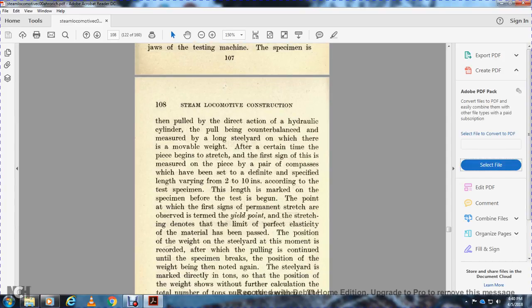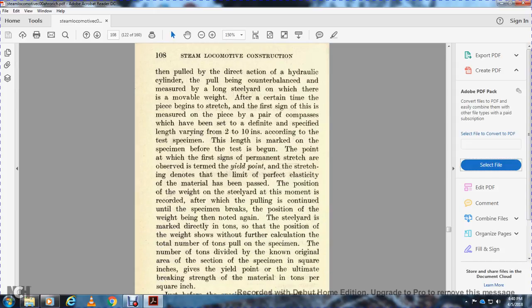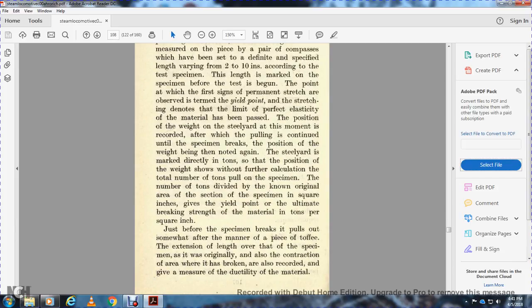The steel yard is marked directly in tons, so the position of the weight shows the total number of tons, which is divided by the original section of the specimen in square inches to give the yield point and the ultimate break strength of the material in tons per square inch. Just before the specimen breaks it pulls apart somewhat, with the expansion of the length over the original specimen and the contraction of the area at the break also recorded, giving the measured ductility of the material.